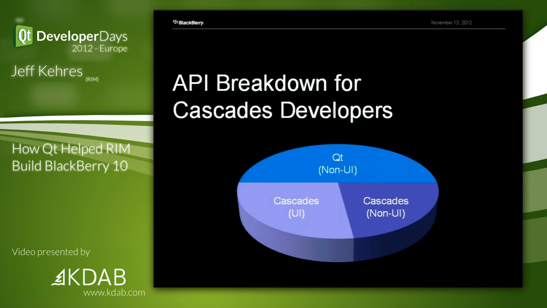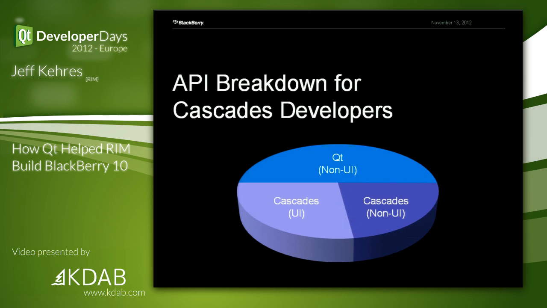So if you do choose to use Cascades, the UI framework, as the foundation for your application, this pie chart shows where the APIs that are available to you come from. So you can see about 50% of the APIs that you use to develop a Cascades based application come from Qt. So these are all of the non-UI, non-QtGUI dependent libraries. Of the libraries that RIM wrote, the other 50%, a little more than half are UI related APIs. And then the remainder are our non-UI related APIs for accessing BlackBerry services.